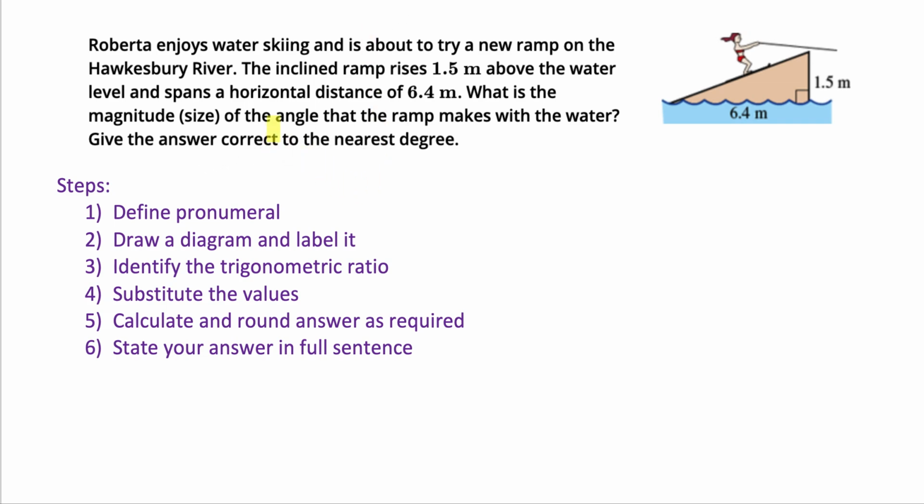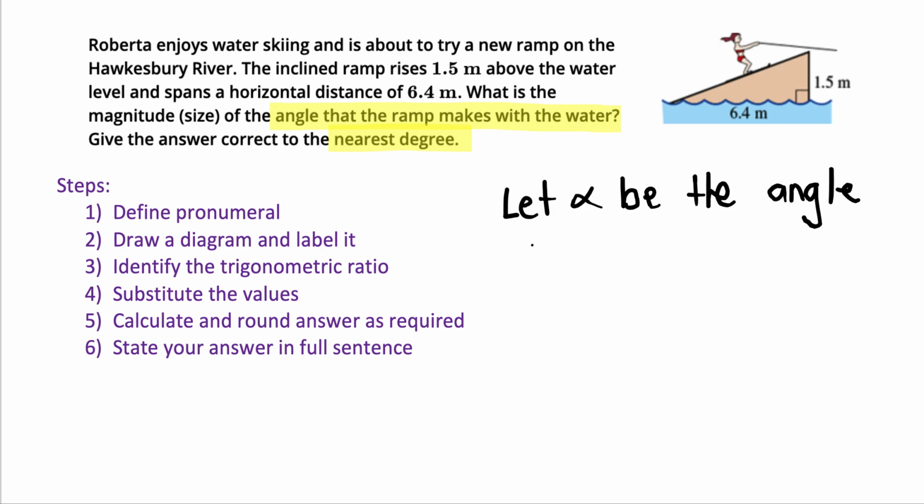Okay, so I'm being asked for the angle that the ramp makes with the water, and I need to do it to the nearest degree. Fantastic. Okay, so first step with worded problems, always define the pronumeral. So the first thing is I'm going to call it alpha. Let alpha be the angle that the ramp makes with the water.